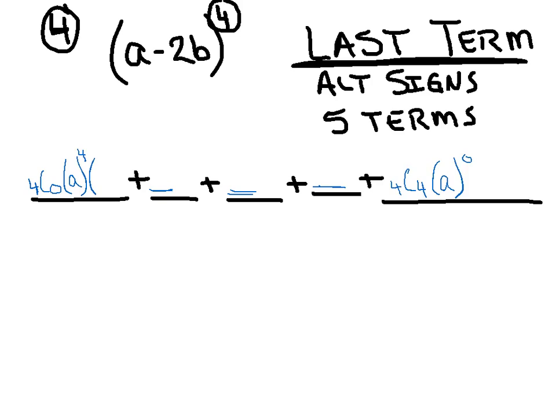Now, our b term in this particular example is going to be negative 2 times b. We're going to start off raising it to the 0 and then increase the power. So we've got 1st power, 2nd power, 3rd power, and then finish with the 4th power.